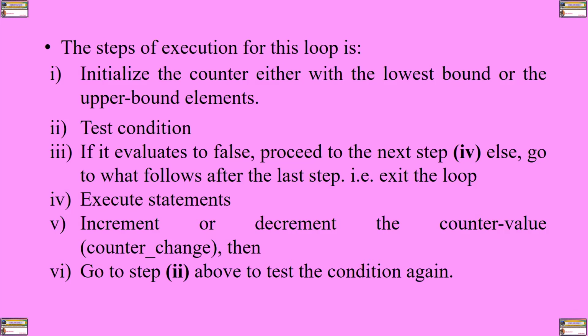Then step number 6. If we don't go back to step 2 above, that means if we don't retest the condition, the compiler will not be able to determine whether to continue executing the statements or not. So we have to go back to step 2, which is to test the condition.